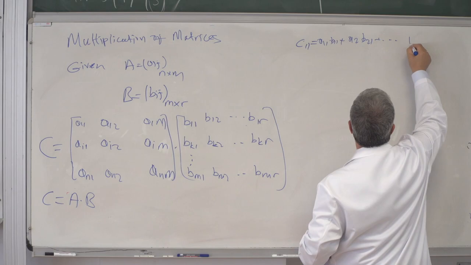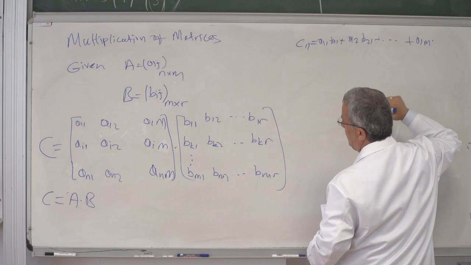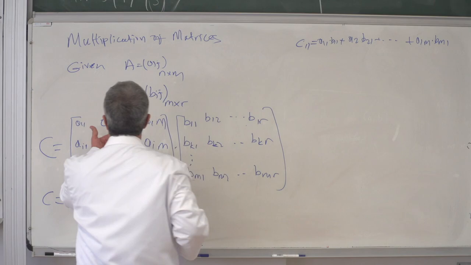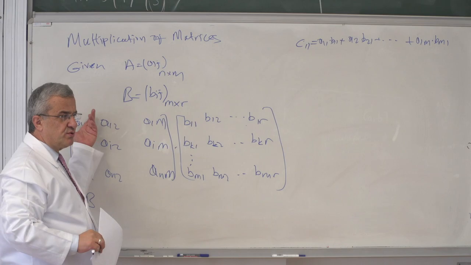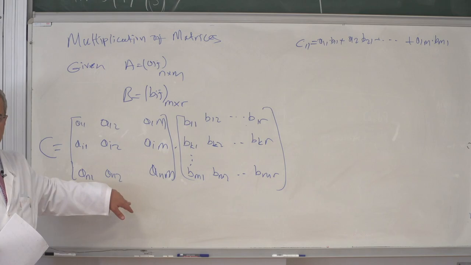All the way, the last one will be a1m b m1. So multiplication of the first row of A by the first column of B. Okay? Any question on this one?